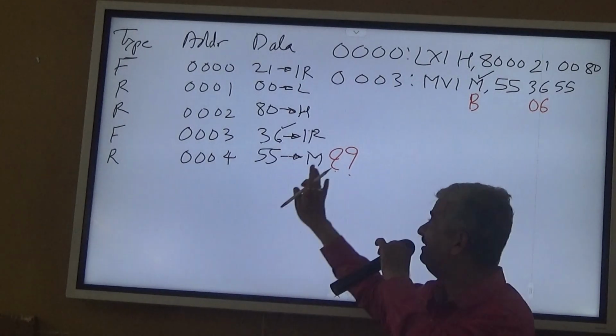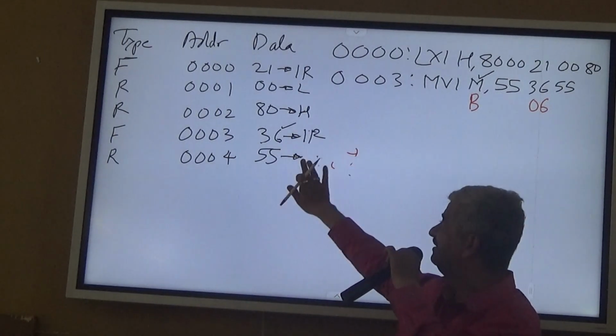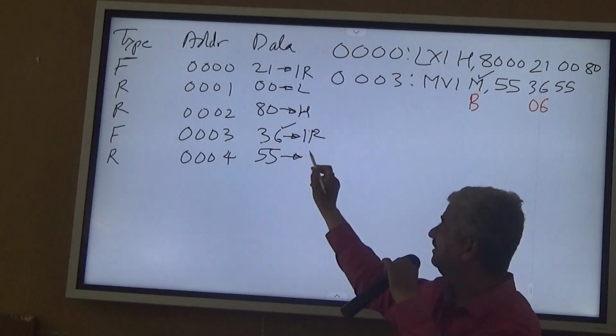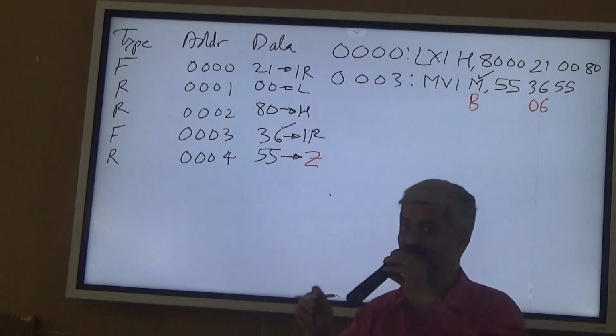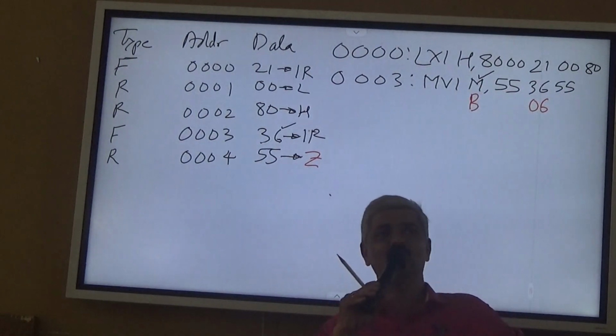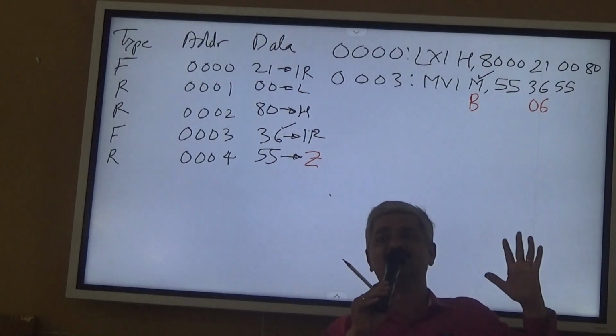So it should be stored in a temporary register Z. So 55 goes to Z. Now, at the end of the second machine cycle, what is the state of 8085?